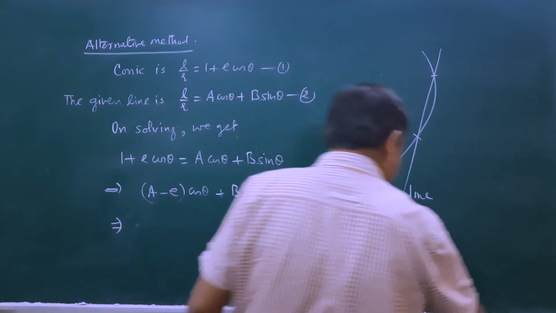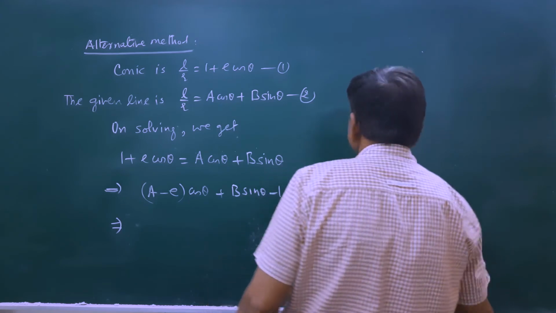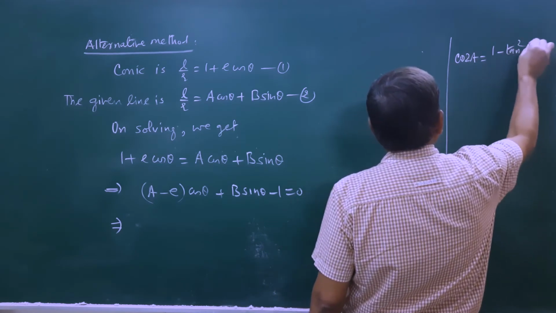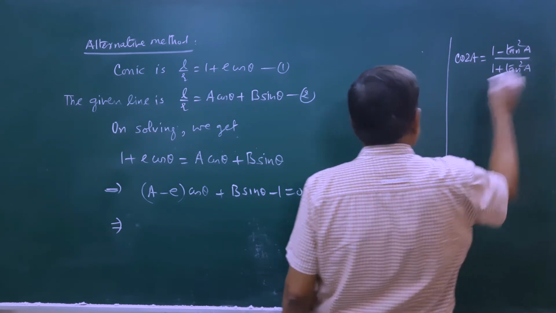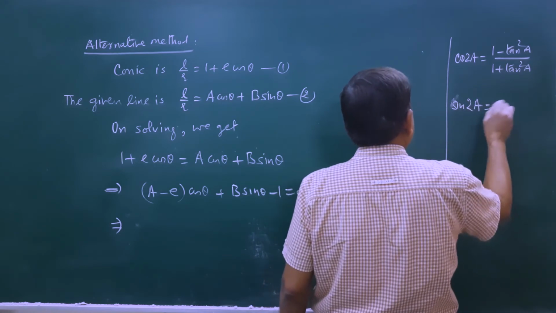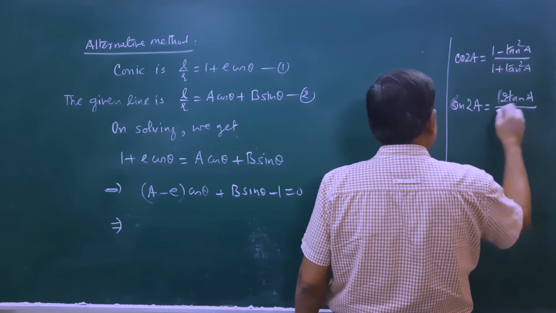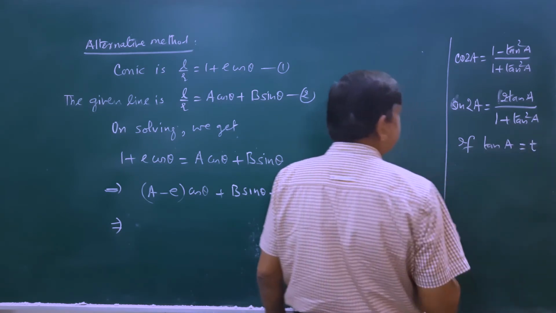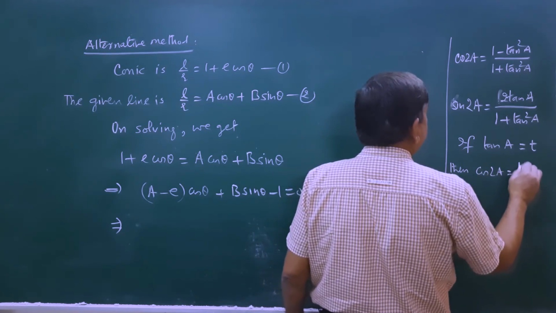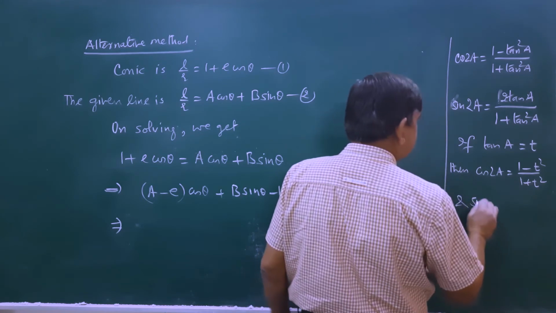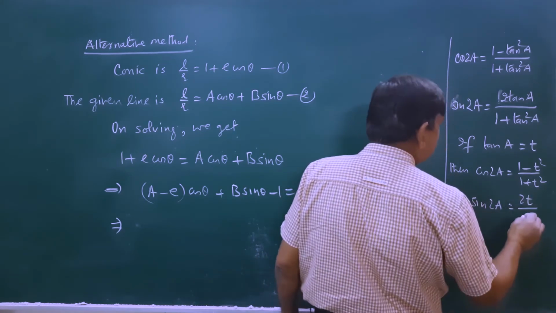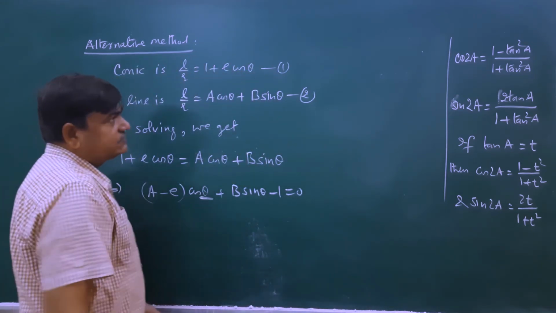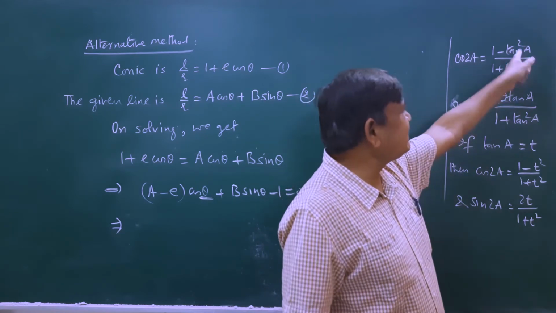How to reduce this equation? Recall the formula. Cos 2a is 1 minus tan square a upon 1 plus tan square a, and sin 2a is 2 tan a upon 1 plus tan square a. If tan a is assumed as t, then cos 2a will be 1 minus t square upon 1 plus t square, and sin 2a will be 2t upon 1 plus t square. Very important part, trigonometry. Now here the angle is theta. So 2a is theta, so this is theta by 2.